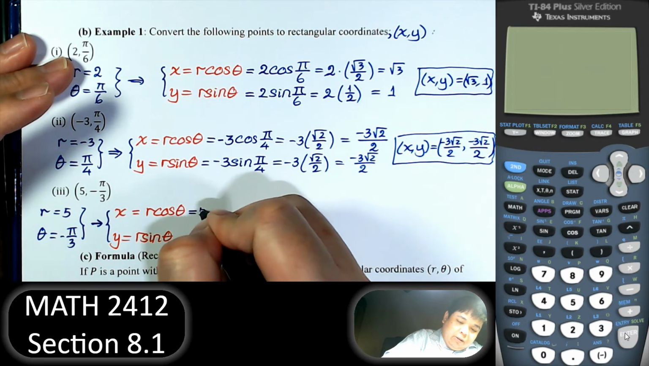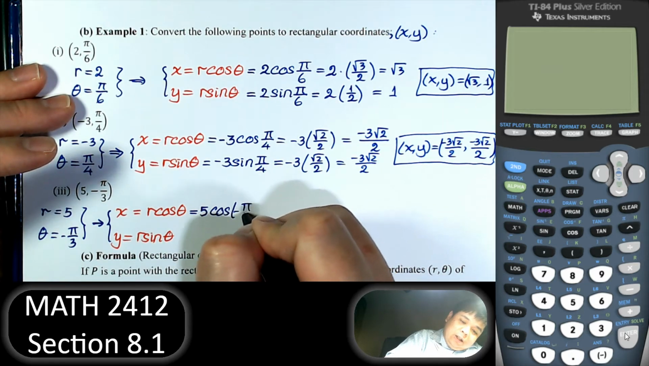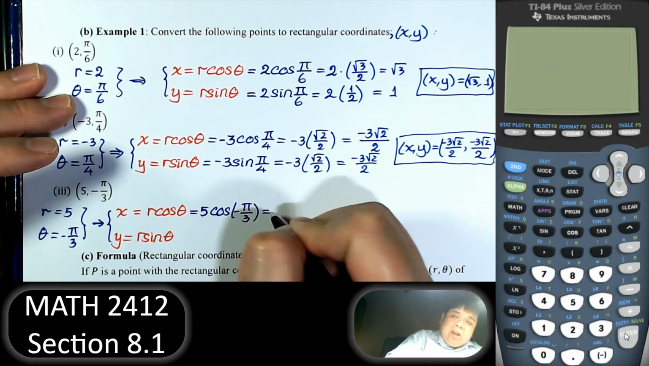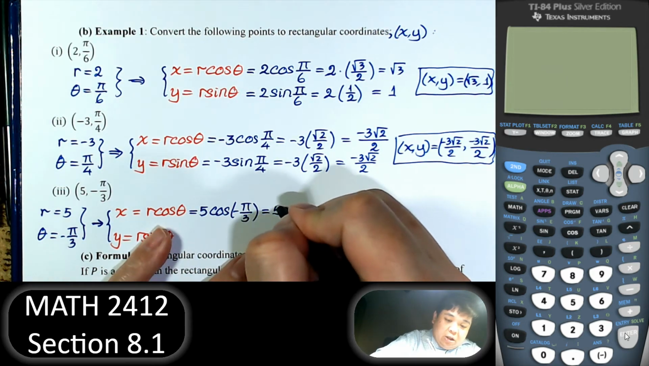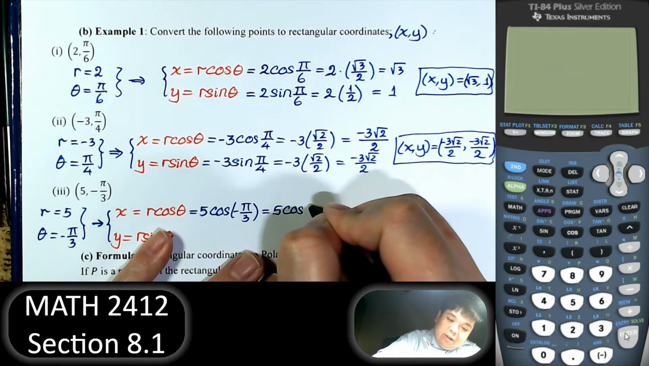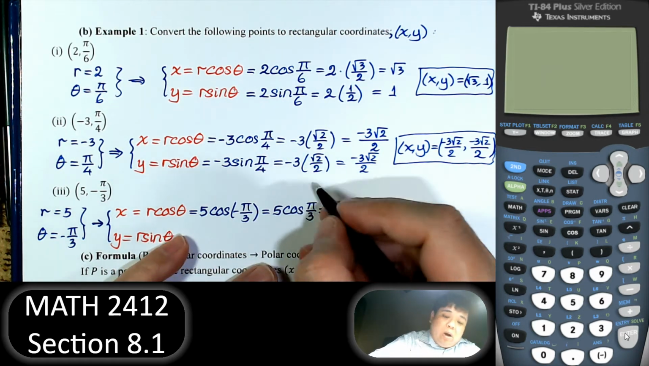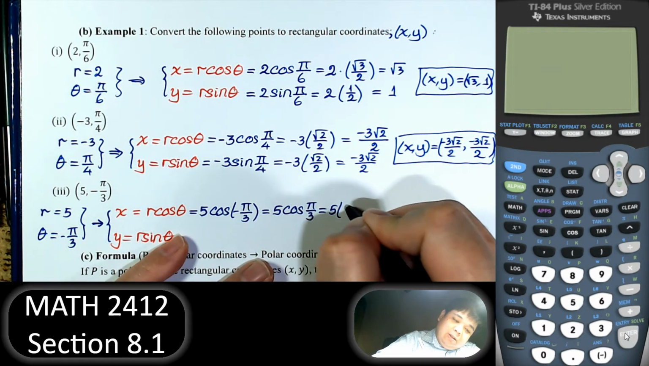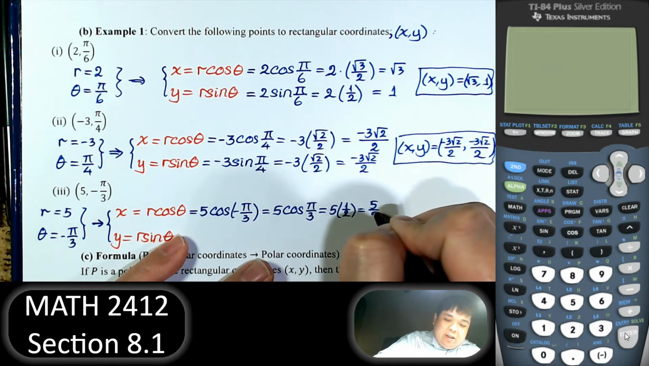Right, x is r cosine of negative pi over 3. Cosine is an even function, so cosine of negative is cosine of positive. And cosine of pi over 3 is 1/2. So we have 5/2.